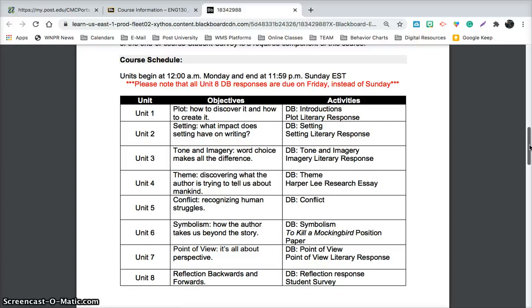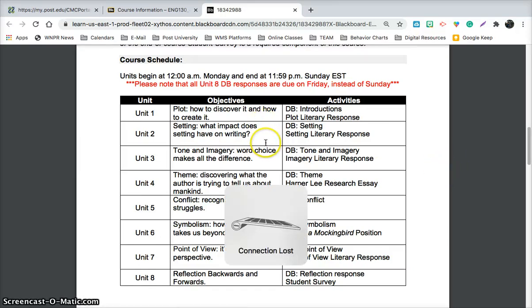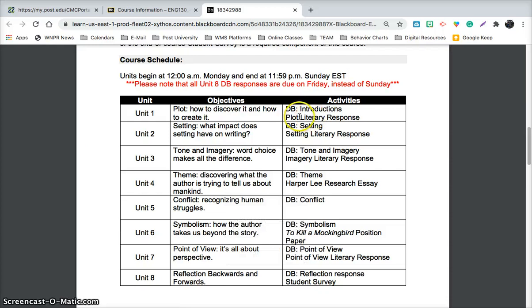So for our first unit, we will go over plot, which is how to discover it and how to create it. And for activities, you'll have a discussion board where you introduce yourselves to the rest of your class, and you'll also have a plot literary response, which is a fictional creative writing piece. Unit 2 is all on setting, and we're thinking about what impact setting has on writing.